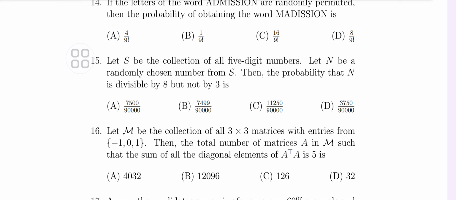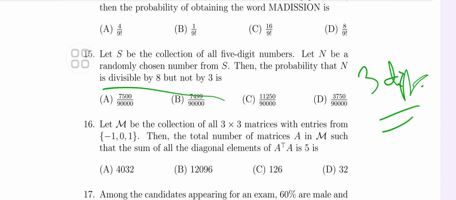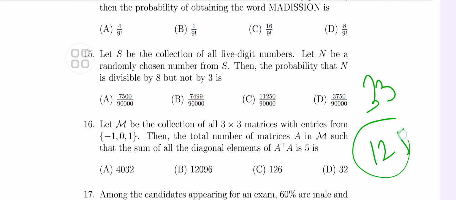For a 5-digit number to be divisible by 8 but not by 3, the last 3 digits must be divisible by 8, because we know the rule is that the last 3 digits should be divisible by 8, but the entire number should not be divisible by 3. There are 125 numbers divisible by 8 in the range from 000 to 999. Now out of these 125, we need to exclude those which are also divisible by 3. There are 33 such numbers.